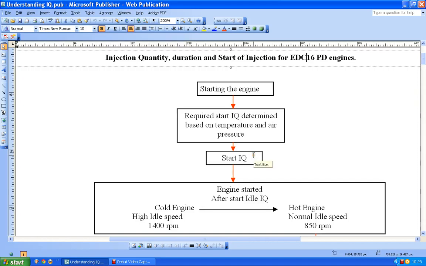Okay, in this video I'm going to try to explain, using a pre-prepared Microsoft Publisher document, some of the mysteries behind EDC16 PD injection quantity selection and duration and start of injection.